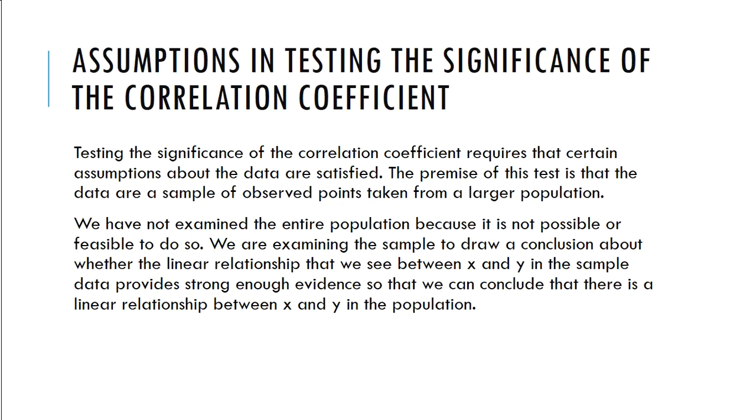Okay. Assumptions and testing the significance of the correlation coefficient. Testing the significance requires that certain assumptions about the data are satisfied. The premise of this test is that the data are a sample of observed points taken from a larger population. We have not examined the entire population because we can't do it. It's just not possible or feasible at this time. We are examining the sample to draw a conclusion about whether the linear relationship that we see between X and Y in the sample data provides strong enough evidence so that we conclude that there's a linear relationship between X and Y in the population.